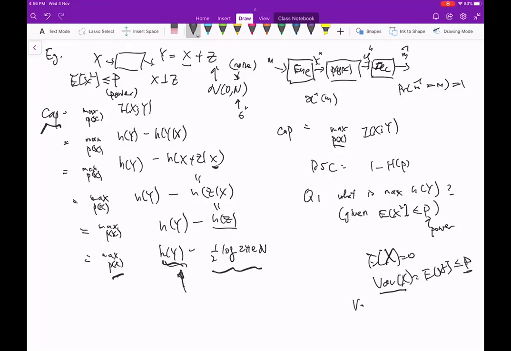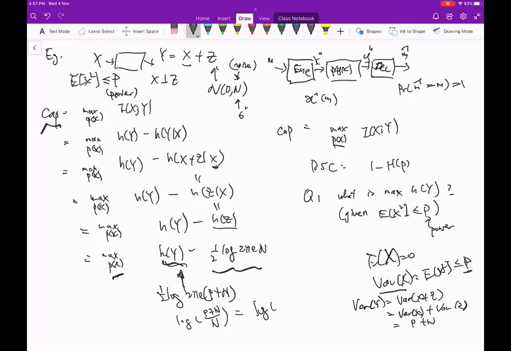Then the maximum variance of Y is the variance of X plus Z, which is the variance of X plus the variance of Z, so this is P plus N. If the variance of Y is P plus N, it gets the highest entropy when Y is Gaussian distributed. Actually, if X is Gaussian distributed, then Y is already Gaussian distributed. So the entropy is just half log 2 pi e (P plus N). These two get subtracted from each other, and I get log (P plus N) over N, or log (1 plus P over N).